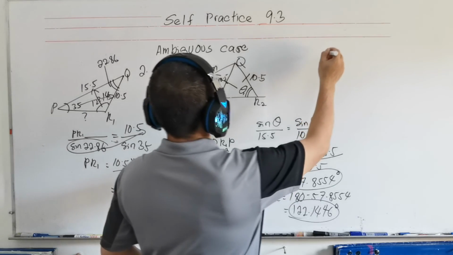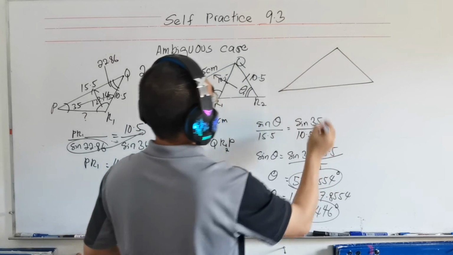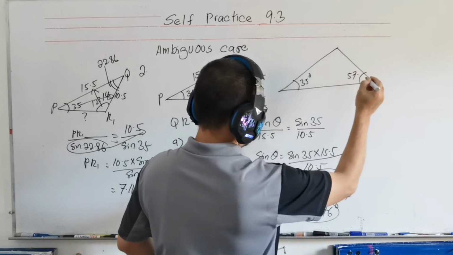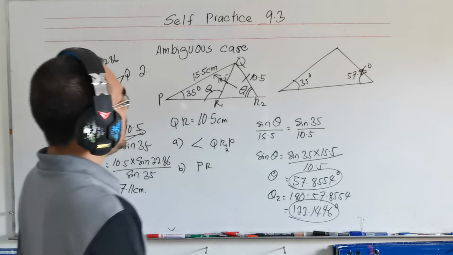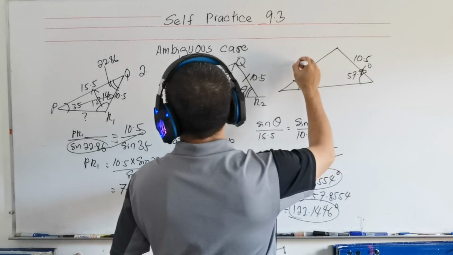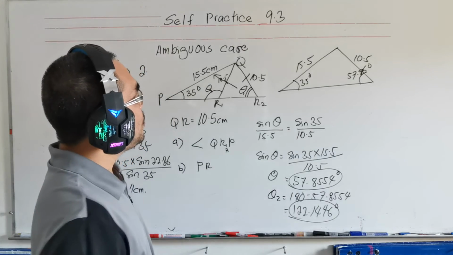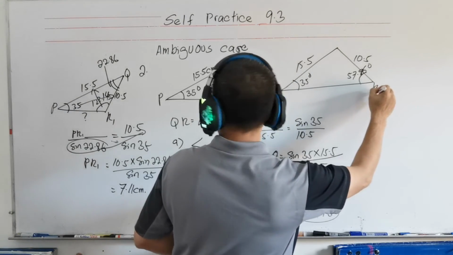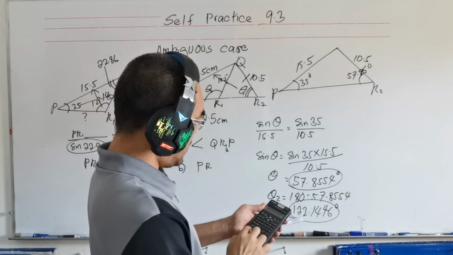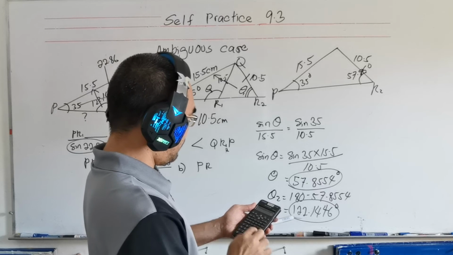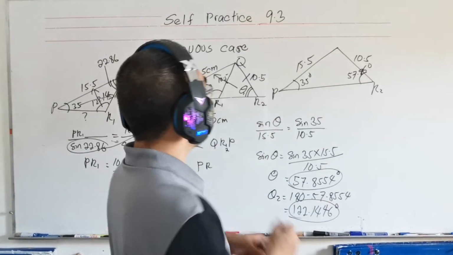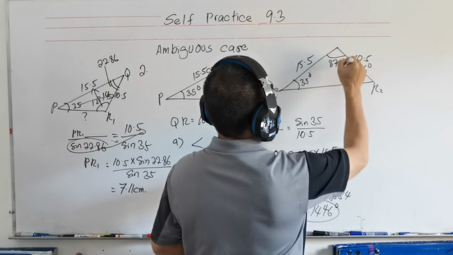How about the second part, the longer part? We have here 35 degrees. We have here 57.86 degrees. And what else do we need? We do know 10.5 here and 15.5 there. So we can complete. So this is P and R2. First we need to calculate the angle there. So 180 minus 35 and minus 57.86. That is 87.14. So here will be 87.14.